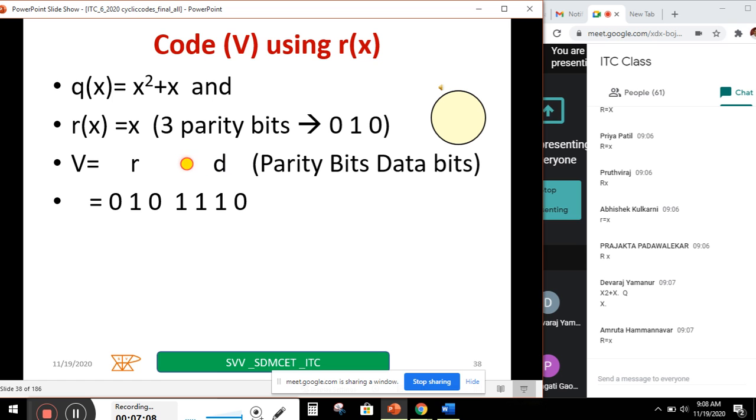It is the opposite of what we have discussed in the linear block code. V equal to r followed by d. The r is what? 0, 1, 0. What is the d given? 1, 1, 1, 0. So this is the way we have to write down the code word. Copy this down so that when you are solving the next problem, you can write it without waiting for me to show the answer.